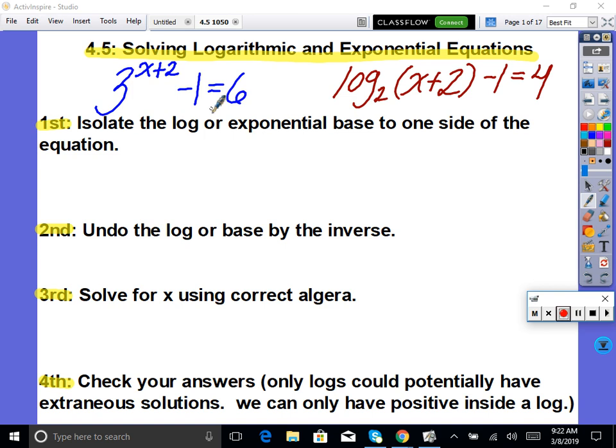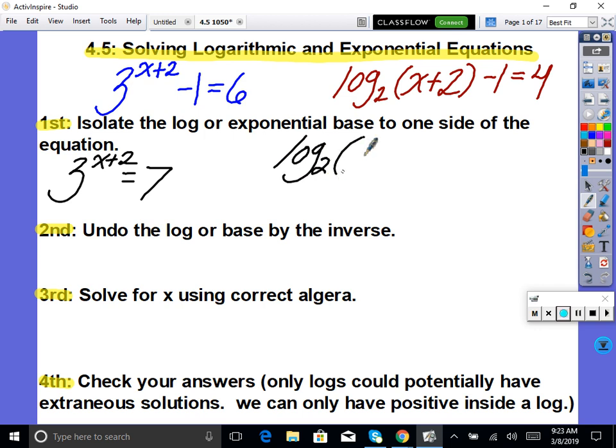So I'd add 1, right? So then I'd have base 3 to the x plus 2 equals 7. And then right here I'd add 1. That would be your first step. Isolate the log base and isolate the base.